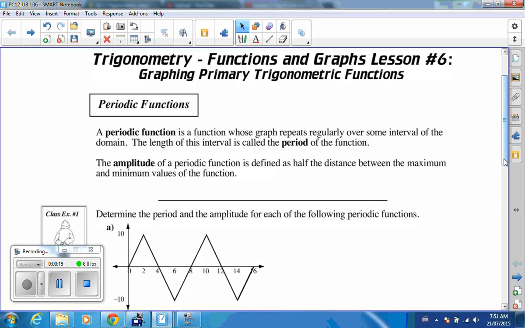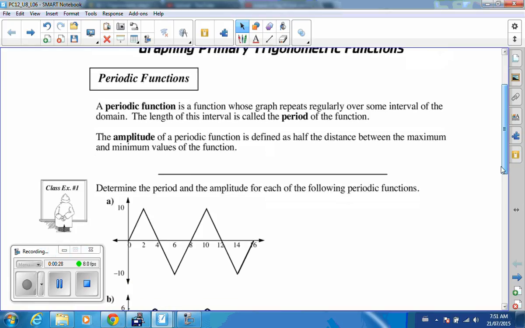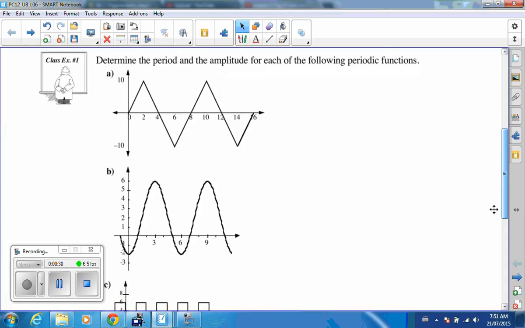To start off with, we need some new vocabulary around functions, because the trig function is what we call periodic. That is that it repeats over time. Lots of things do that in real life: sun, days, temperature, tides, all sorts of things. But we need to develop a new vocabulary around it.